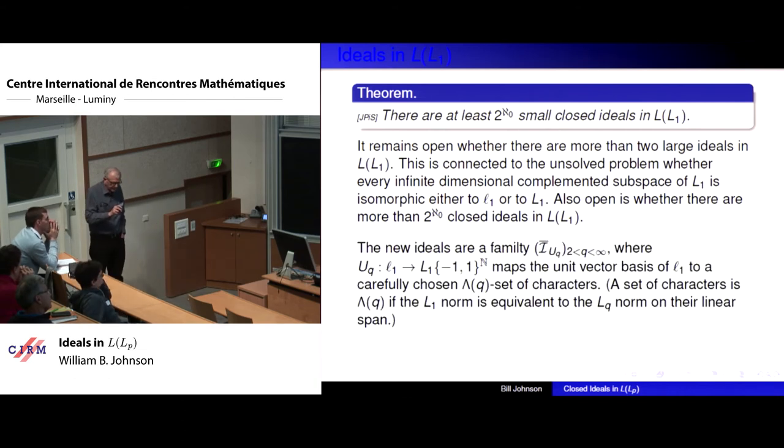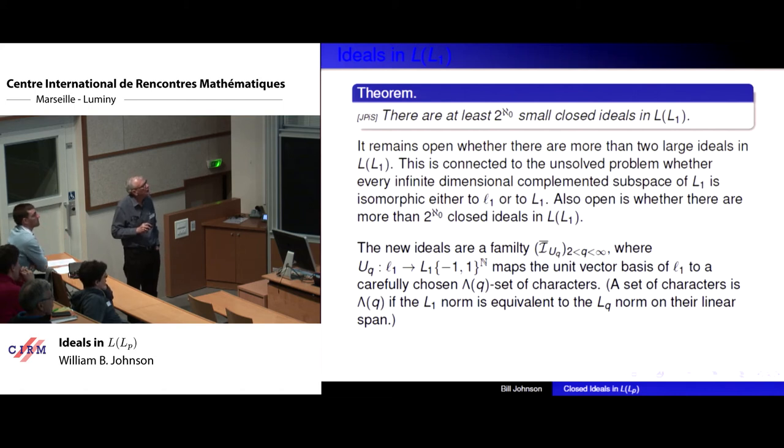So how do you get these new ideals? Well, it's a little bit similar to what Gideon and I were doing. You, again, take a basis-to-basis mapping from little l1 into capital L1. But you want to think about capital L1 this way, which is a natural way for the other operator too. But now you want to map the unit vector basis to a carefully chosen lambda Q set of characters.